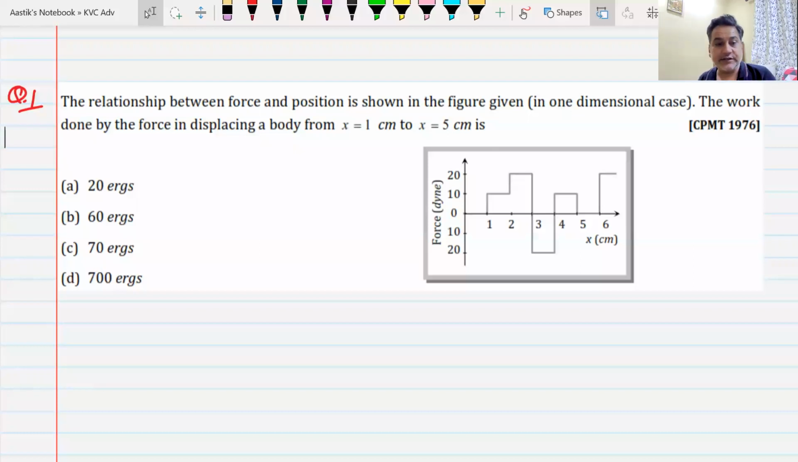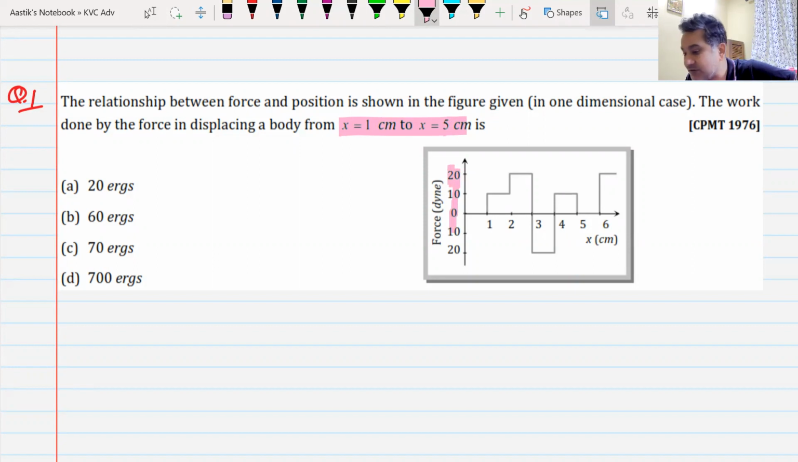Okay, then this is the question that I have. The relationship between force and position is shown in the figure in one-dimensional case. Find the work done by this force in moving the object from 1 to 5 centimeters. Remember, everything is given in centimeter and force is given in dynes. So your answer will be in ergs, which is the CGS unit of work done or energy. Do we understand this? Can you find out the work done by this force? I'll give you a minute to do this.